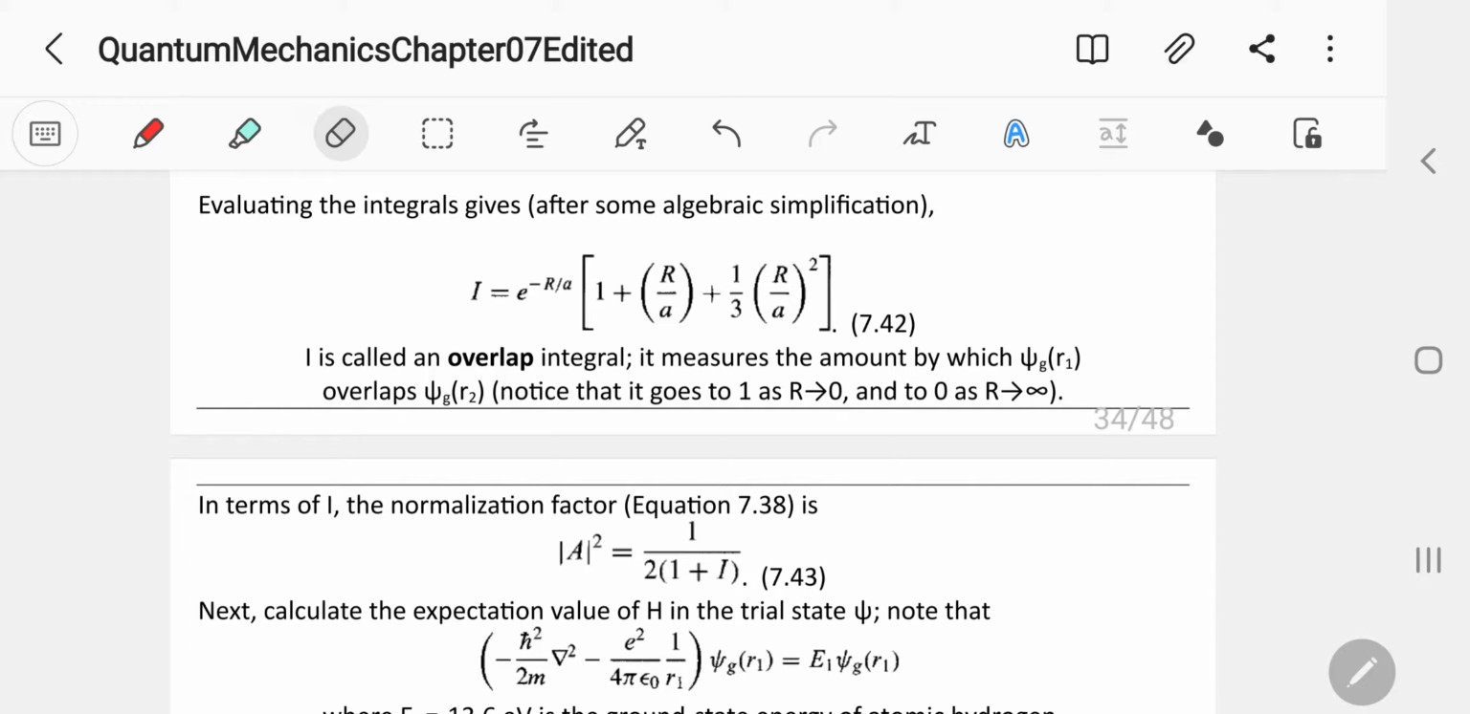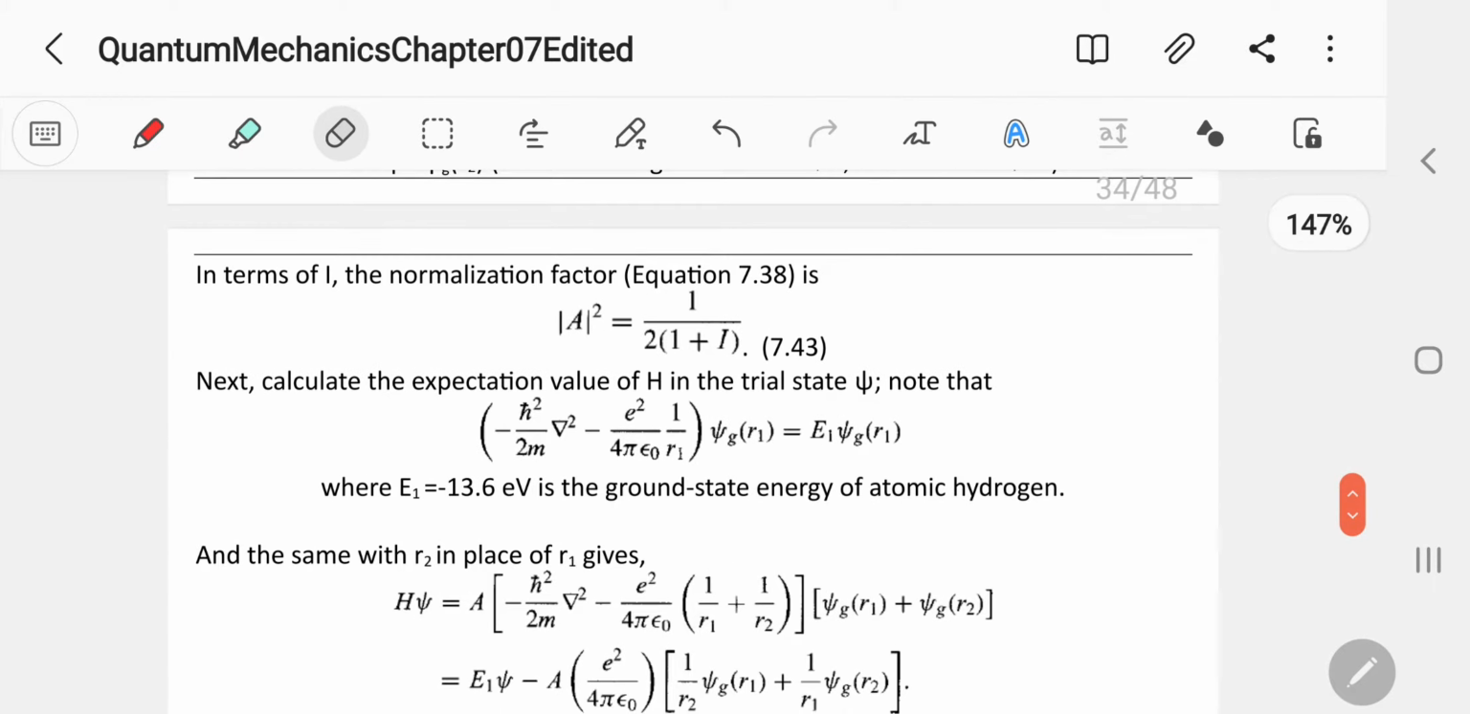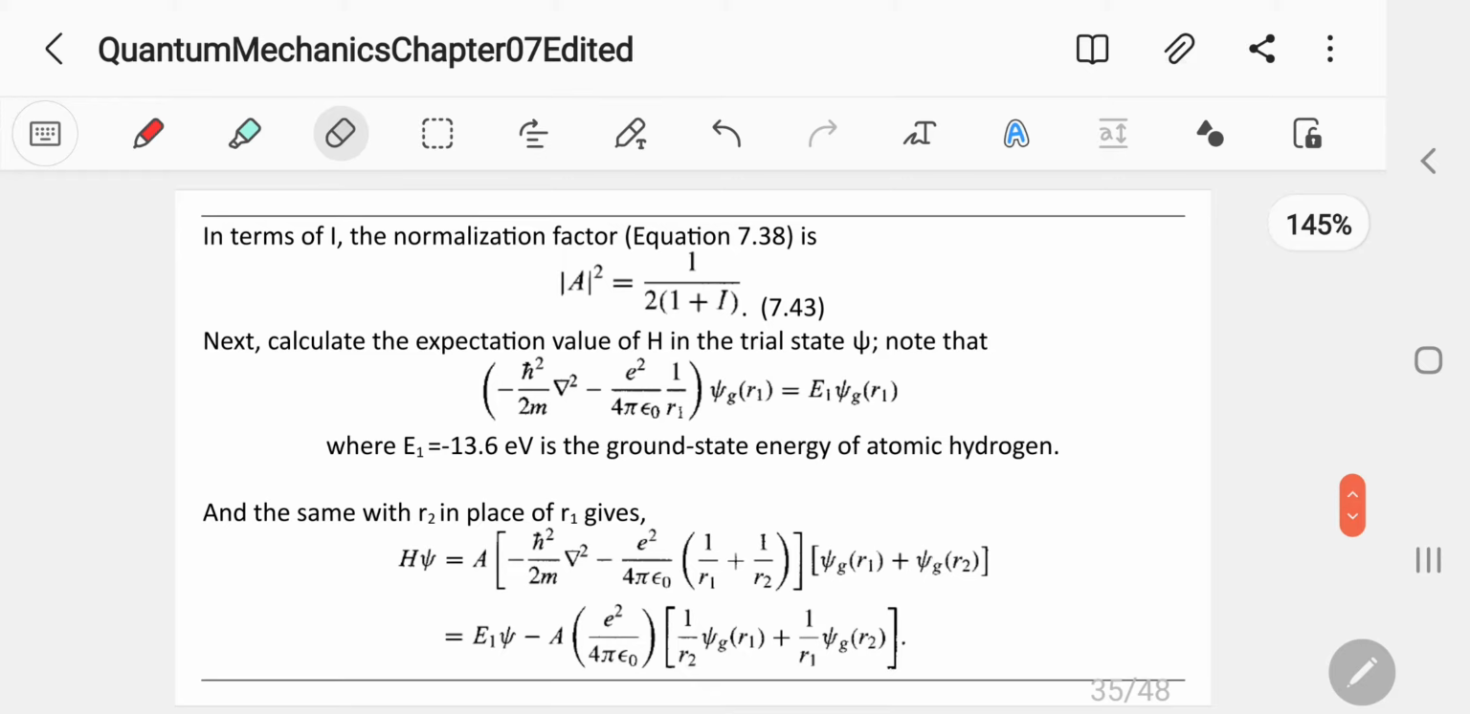And note that the value of I goes to 1 as R goes to 0, and it goes to 0 as R goes to infinity. So in terms of I, the normalization factor would be, because I is a very long expression, you can rewrite your normalization factor as that one. Now we're ready to calculate the expectation value of our Hamiltonian with the given trial function.